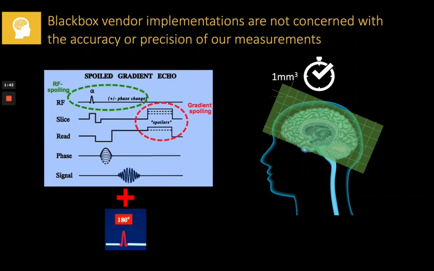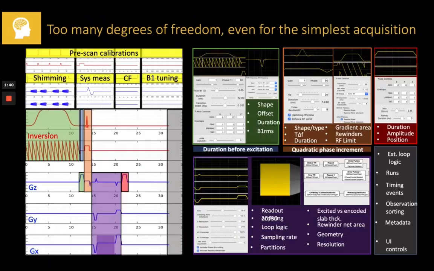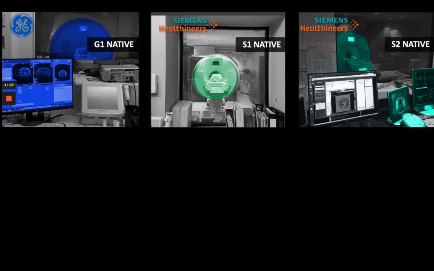It looks easy on the sequence diagram, but when you look at the implementation details, there are too many degrees of freedom. Not all these parameters are accessible to the end user, so when implemented differently, they will lead to differences in image contrast and this will affect your measurements, either for morphometry or for the quantification of physical parameters. I'd like to show an example of how vendor neutrality can solve this problem.